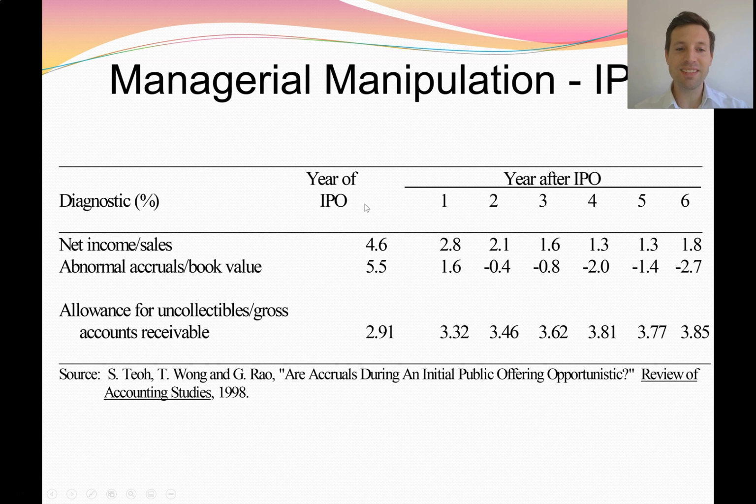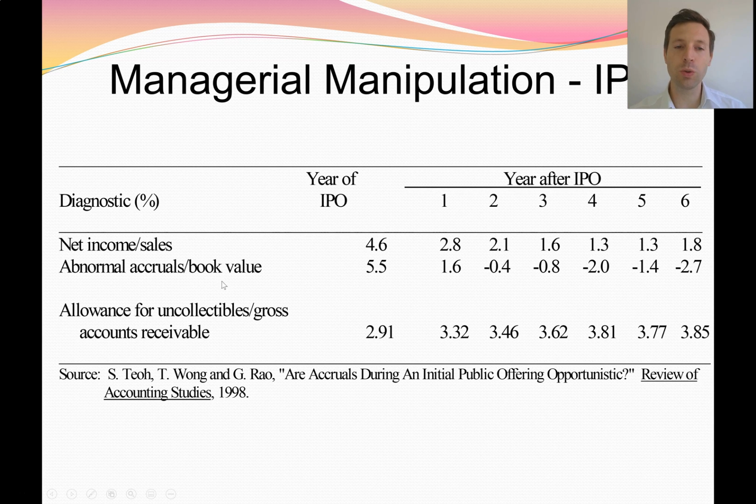So this study here from Teo, Wong and Rao looked at accounting in IPO companies, so initial public offering companies. And in the year of an IPO, they looked at some ratios such as the net income over sales, that is your profit margin. And in the year of the IPO, companies had an average profit margin of 4.6%. Then in the couple of years after, we see the profit margins rapidly decline. Now that could be due to competition, or it could be because in the year of the IPO, they were trying to maximize their profit margins to look good for the sale.